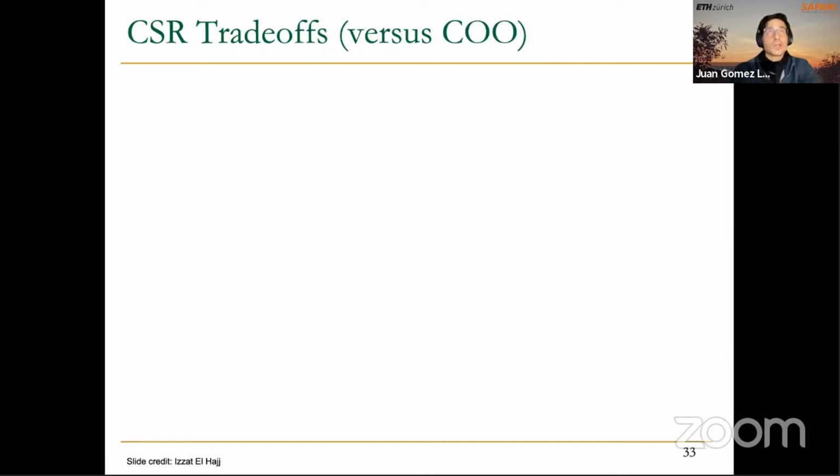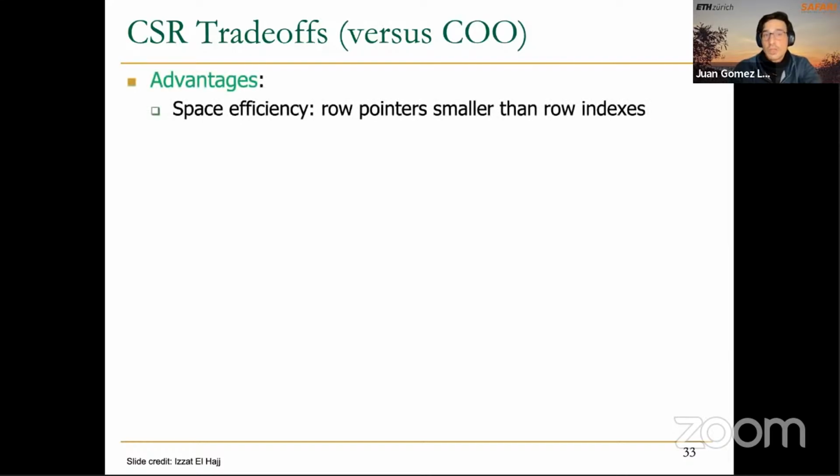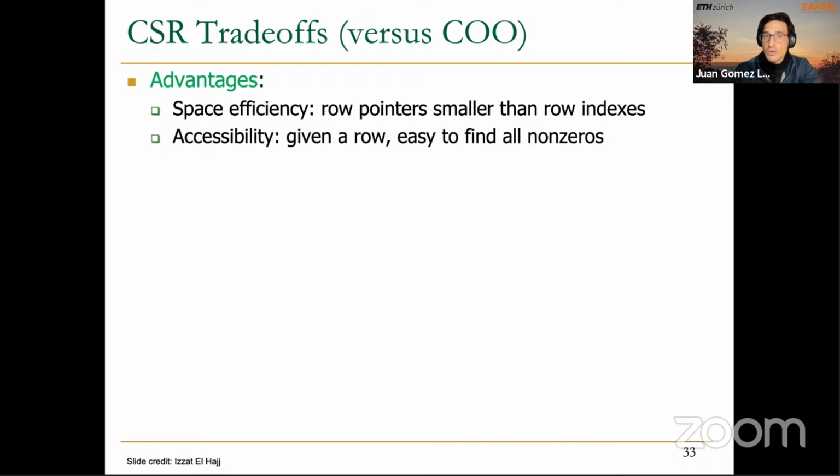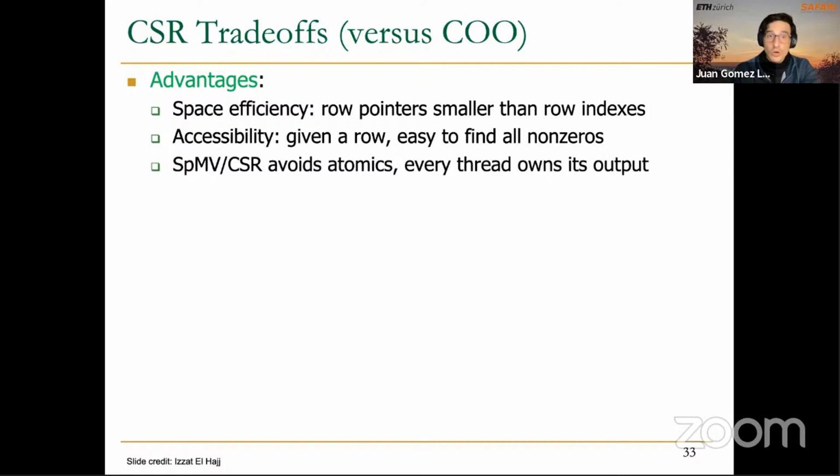CSR also has trade-offs, as we are discussing. It has advantages. Space efficiency: it's more efficient in terms of space than COO, because the array of row pointers is smaller than the array of row indices that we need to use in COO. In terms of accessibility, given a row, it's easy to find all non-zeros of that row, because we have already seen that all non-zero elements of a row are stored consecutively. There is no need for atomic operations, because each thread owns its own output.